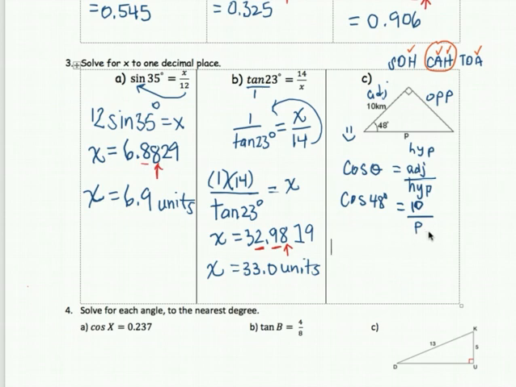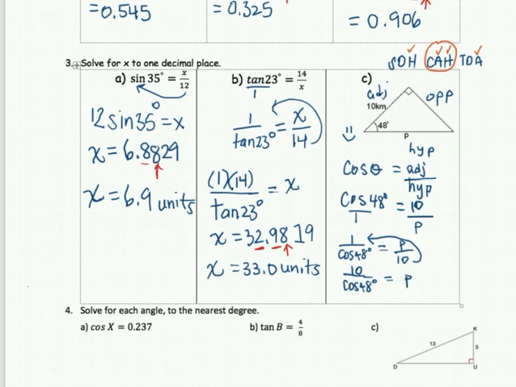Okay, so let's get the p out of the bottom by flipping. Okay, so we're going to end up going cosine 48 degrees, and then the p goes to the top, the 10 goes to the bottom. Okay, and then a lot easier to move the 10 out of there. There it goes. And when you multiply by 1, you just get 10. Okay, there's your equation set up now.